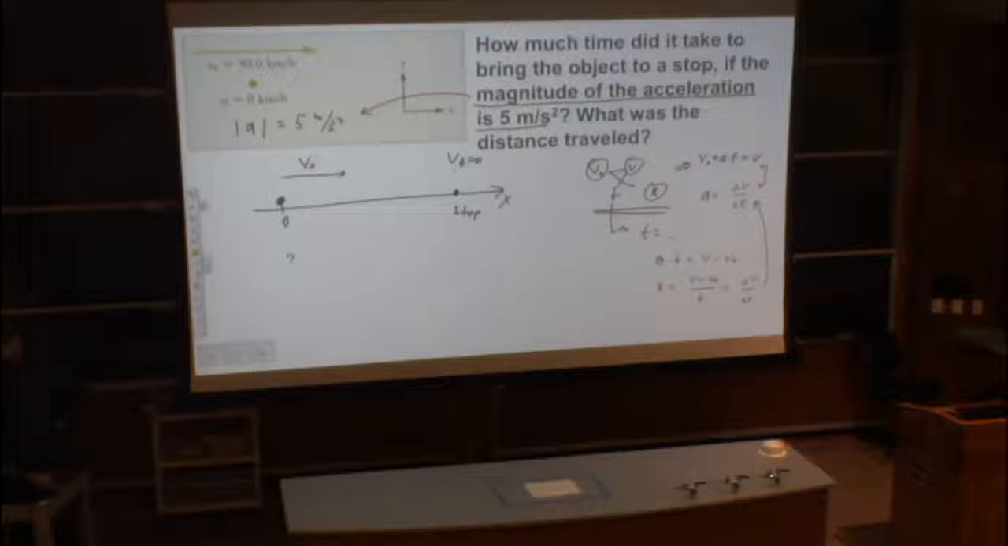So 30 plus 5 times time equals 0. 5 times time equals negative 30. Time equals negative 30 over 5. I got negative 6.